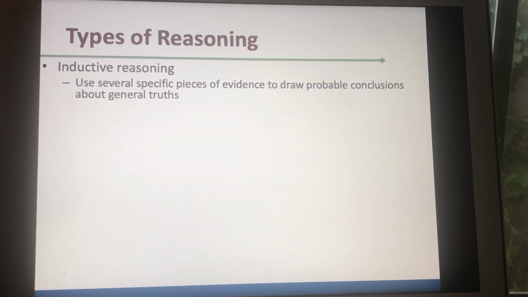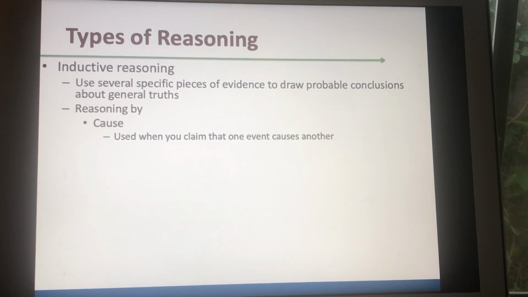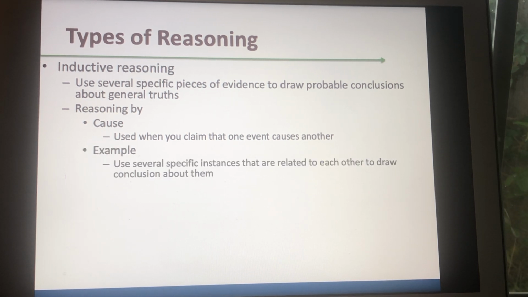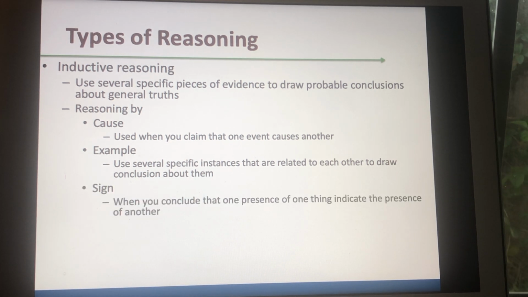Inductive reasoning says you're using several specific pieces of evidence to draw probable conclusions about general truth. So you're going the opposite direction. Okay? You're doing reasoning by looking at the cause you used when you claim that one event causes another. Here's an example. Use several specific instances that are related to each other to draw conclusion about them. When you conclude that one presence of one thing indicates the presence of another.